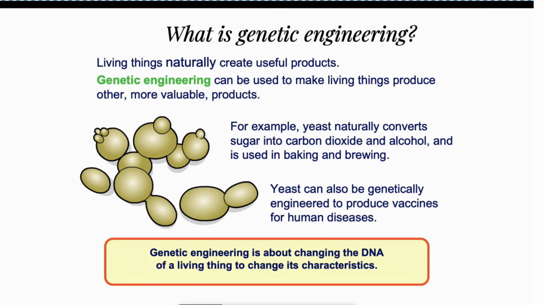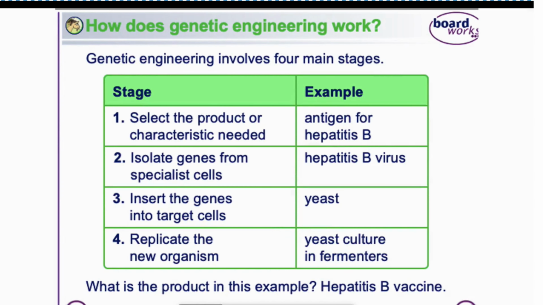Sounds interesting, doesn't it? Now, genetic engineering involves four main stages. Stage 1, select the product or characteristic needed. For example, I want to cure hepatitis B, so I need an antigen for hepatitis B. Stage 2, isolate genes from the specialist cells. So from the hepatitis B virus, I actually isolate the antigen for hepatitis B.